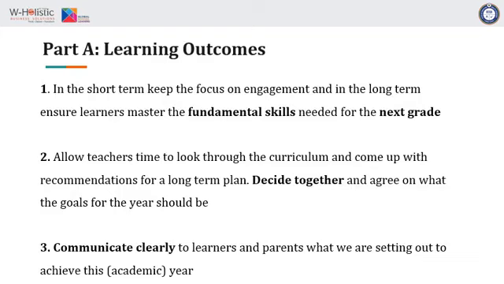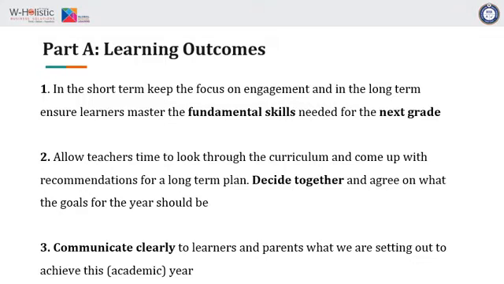When you think about part A, because guess what? We're going now into the toolkit. When you think part A, you're thinking learning outcomes. And in thinking learning outcomes, the first thing you want to think about is fundamental skills that they need to move to the next grade. So what should all the students be doing in the short term to ensure that there is long-term engagement, right?